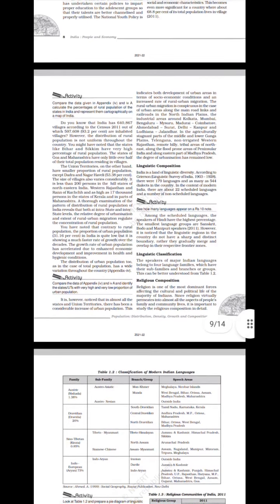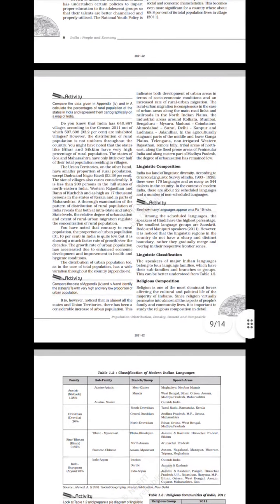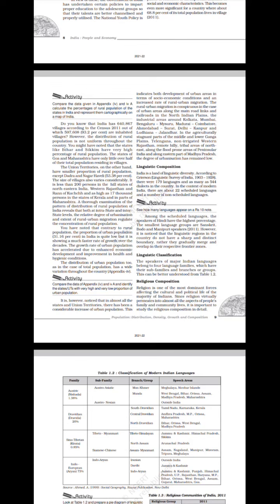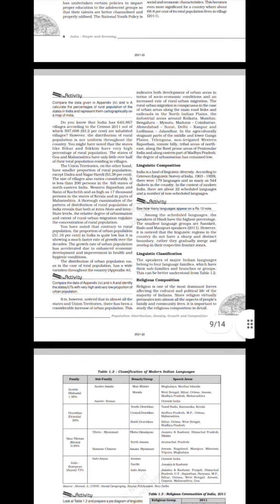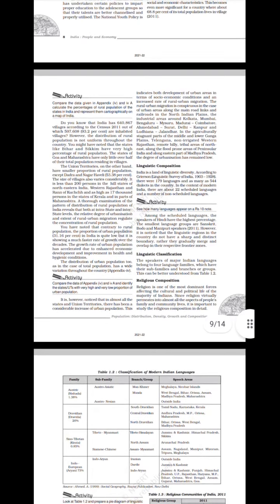You have noted that contrary to rural population, the proportion of urban population, 31.16% in India, is quite low, but it is showing a much faster rate of growth over the decades. The growth rate of urban population has accelerated due to enhanced economic development and improvement in health and hygienic conditions. The distribution of urban population too, as in the case of total population, has a wide variation throughout the country.